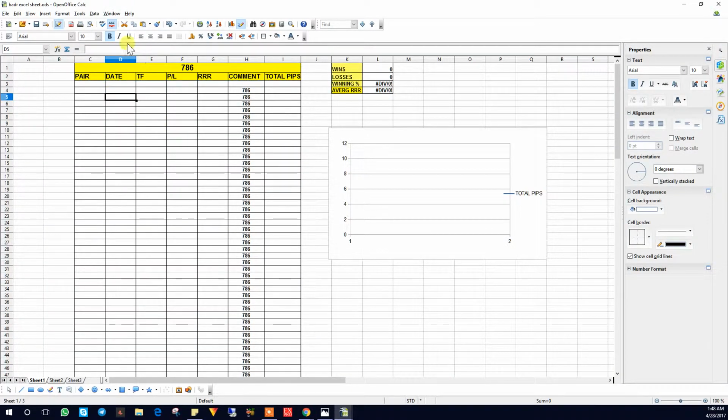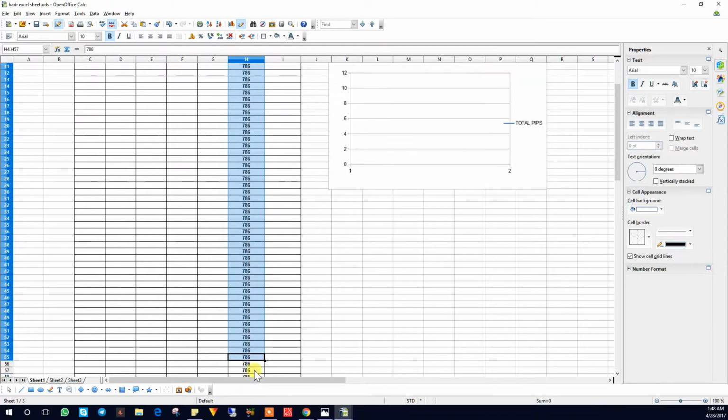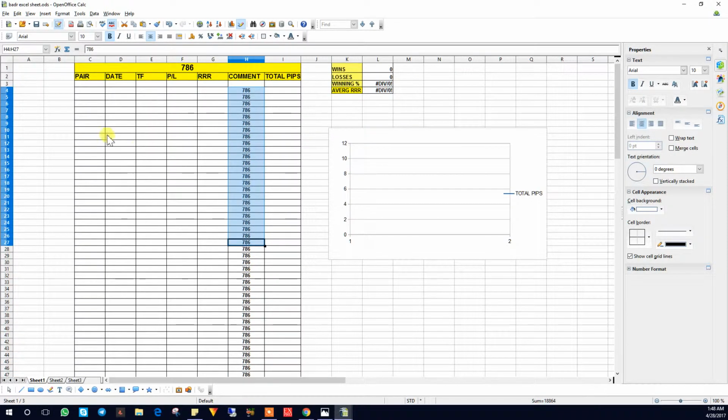Well, the first thing in the table is the name of the strategy. I did the 786 strategy previously, and I'm going to be talking about it in this case. So the first thing that you put in the table is the pair, what pair you are working on. Let's say Euro USD, for example. The second thing is the date, the exact date of the trade.